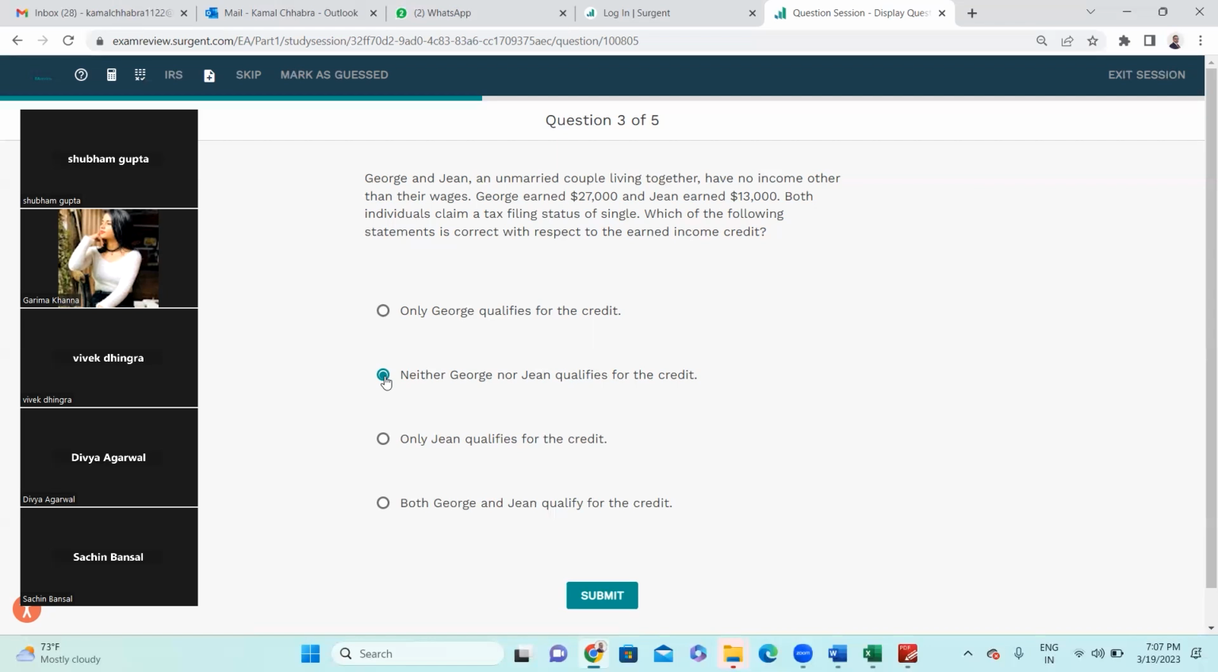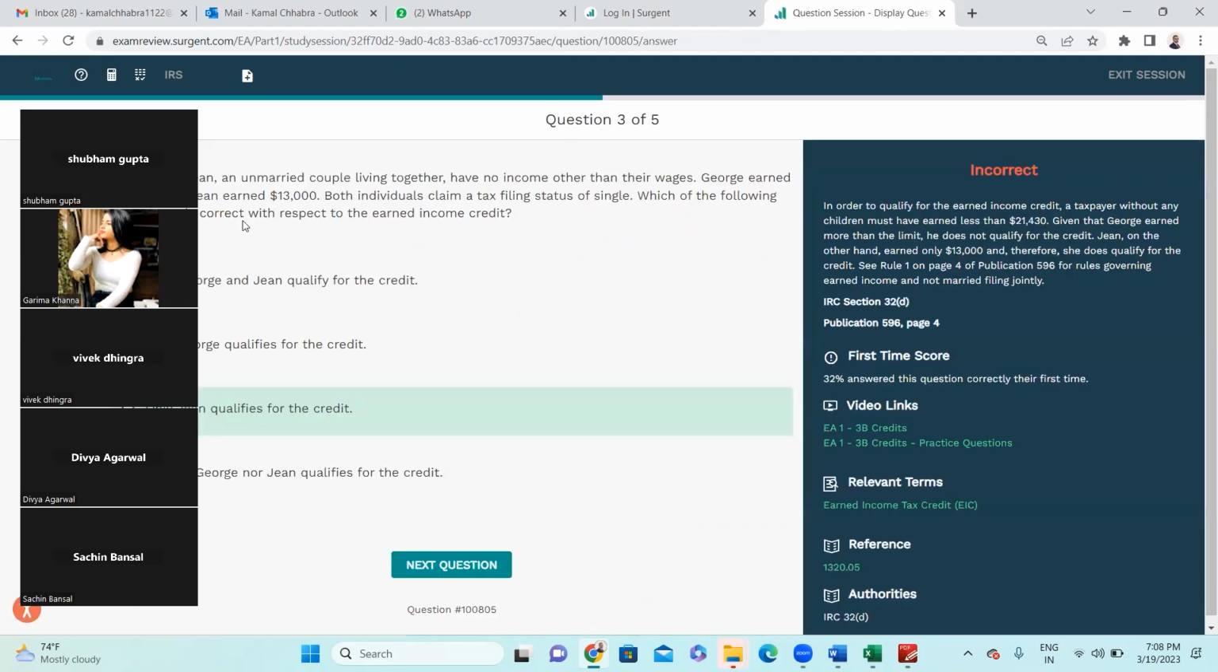Yeah, how about others? Sachin, Divya. So two people are with option 3. I think option 2, neither. I think it's written unmarried. So two are with the second option. Okay, so majority is with the second.